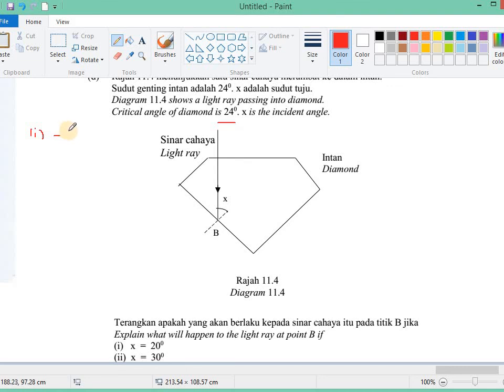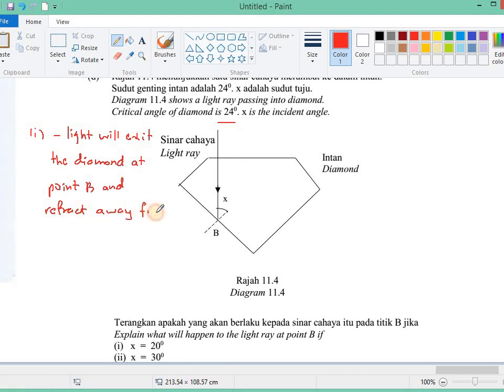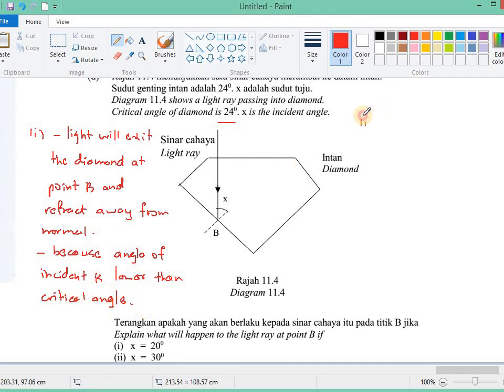So what will happen to light ray at point B if x equals 20 degrees? First is light will exit the diamond at point D and refract away from normal, because angle of incidence is lower than critical angle.